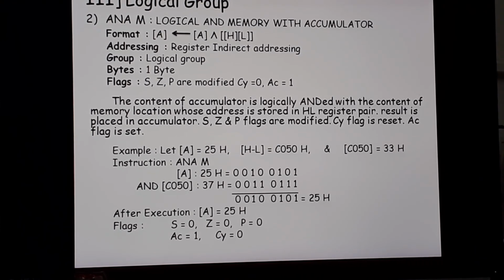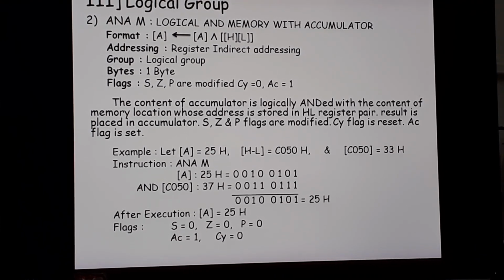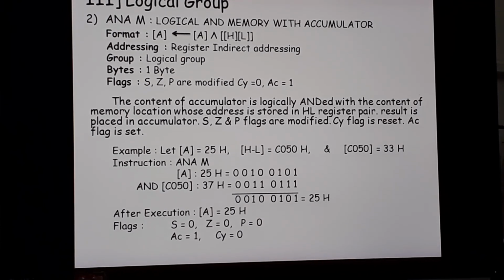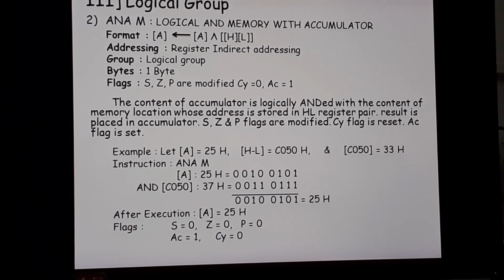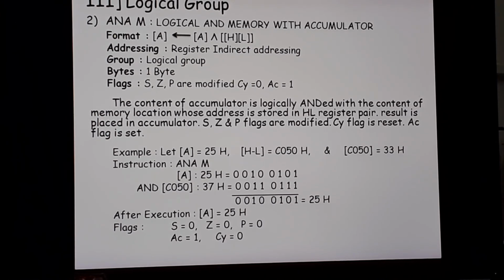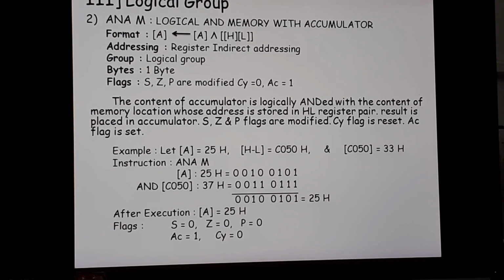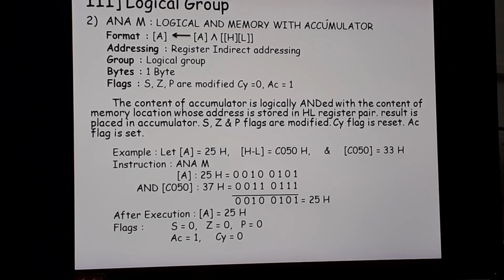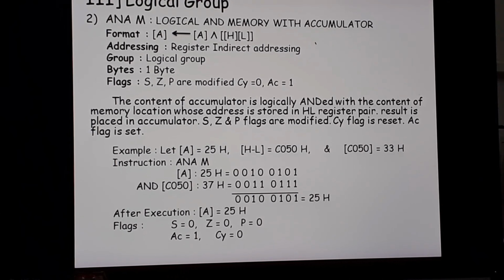Okay, so the answer that I got after ANDing operation here is 25H. So after execution you will write A is equal to 25H. The result got stored in accumulator. And the flags that you got, except for AC and carry flag, which is always carry is set as 0 and AC as 1.